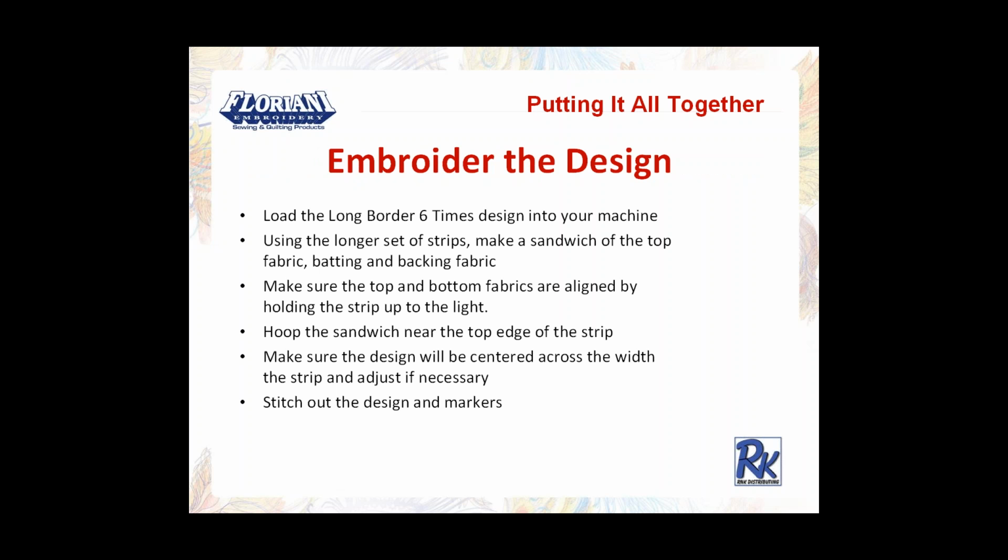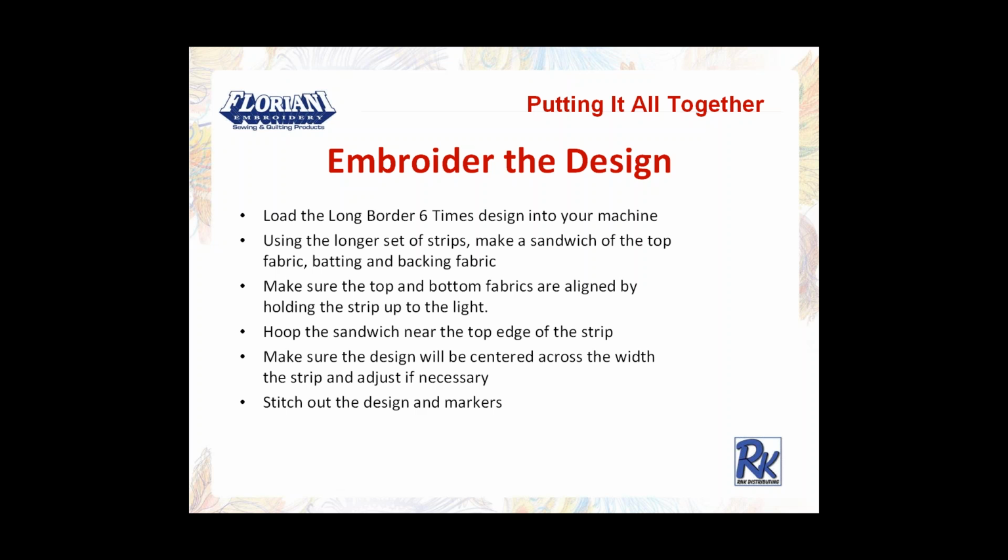And let's go ahead and embroider the design now. So what you want to do is load the long border 6x design into your machine. Using the longer set of strips, you're going to make a sandwich of the top fabric, the batting, and the backing fabric. So your top fabric is going to be on top, your backing fabric is going to be on the back, and they're going to face the correct way, just like they'll be in the final quilt, and your batting will obviously be in the middle. You want to make sure your top and bottom fabrics are aligned by holding the strip up to the light. So, get them all nice and aligned.